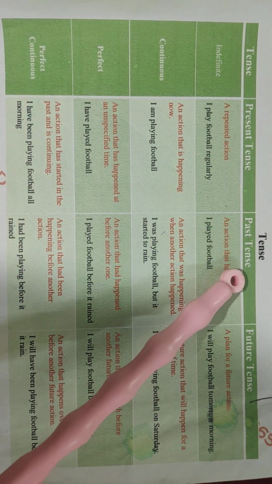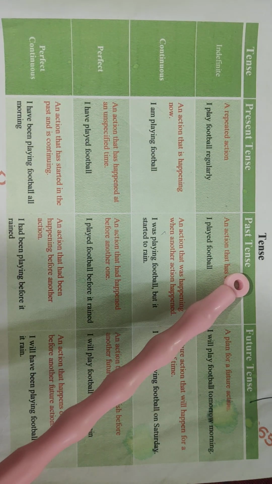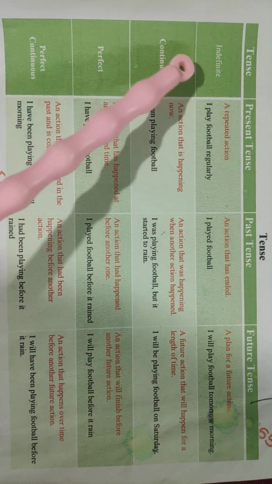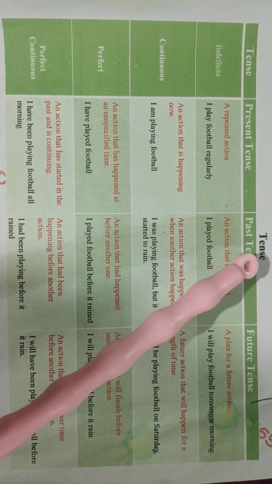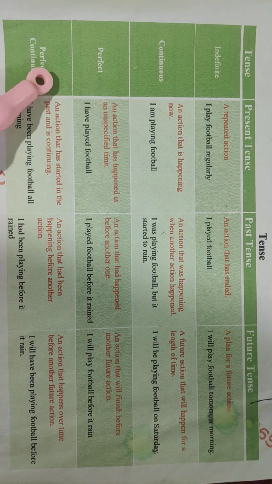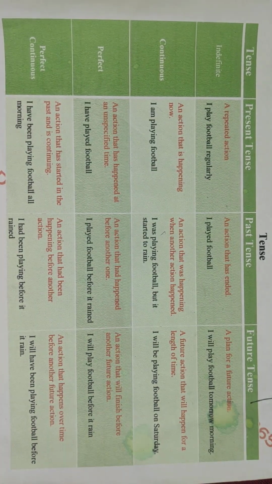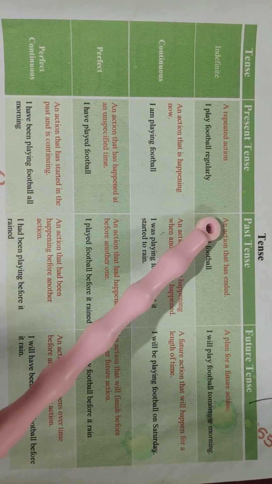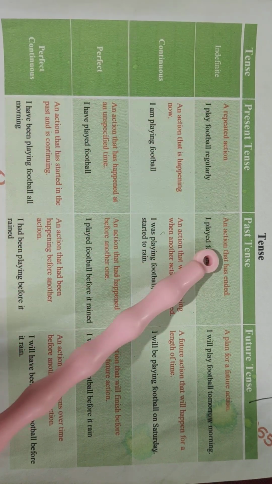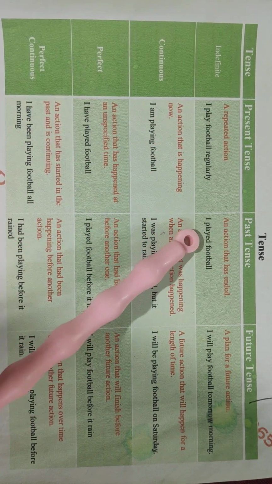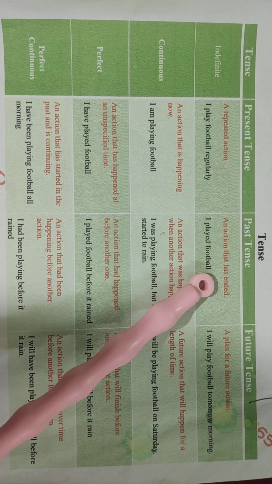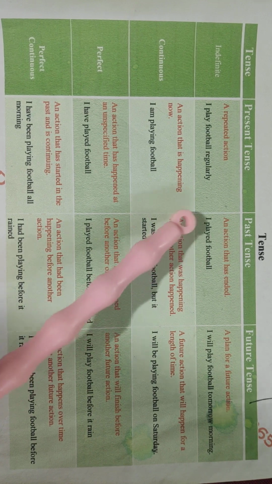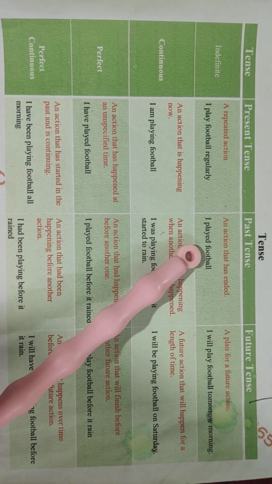Past tense. So past tense is also similarly divided into four subdivisions, that is past indefinite, past continuous, past perfect, and past perfect continuous. So let's see with examples when they are used. Past indefinite is used for an action that has ended. That means the action has already completed. Example, I played football. So he has already played football.